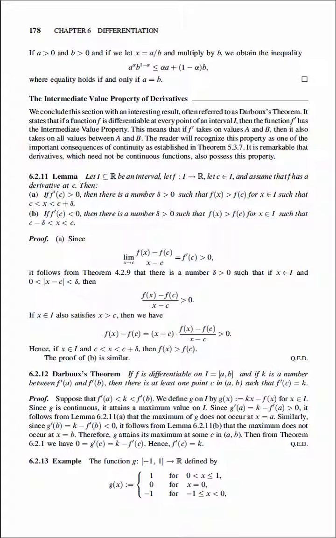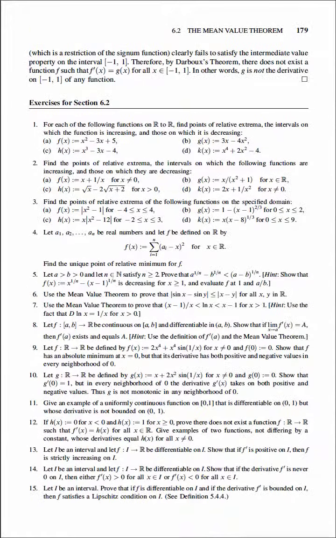I would read over this section at the end about the intermediate value property of derivatives. You can think of this as a restatement of the mean value theorem. Read the lemma, and then read Darboux's theorem. It's a cool theorem, and I really like the example after it, 6.2.13, where we can show that if we have a function that doesn't follow the result of Darboux's theorem, it can't be the derivative of anything, which is a really cool thing that we can learn.